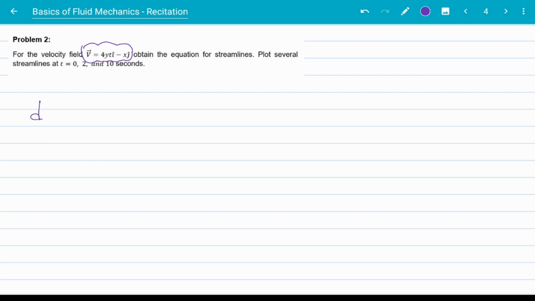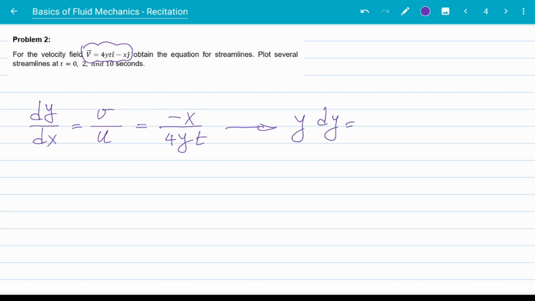Now the general equation that we follow is the same as problem 1. We can say dy over dx is equal to small letter v over small letter u, velocity components in y and x direction respectively. So let's make that fraction here. Small letter v in this case is negative x, and small letter u is 4yt. Let's play with this equation just like the last time. I can say, okay, y dy is equal to negative x over 4t dx.